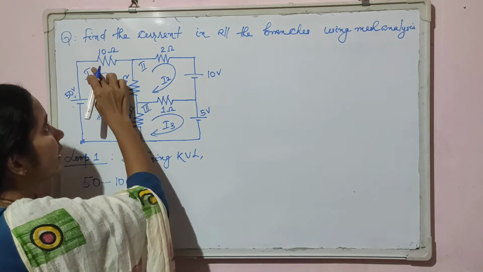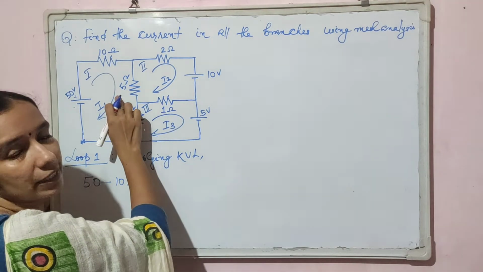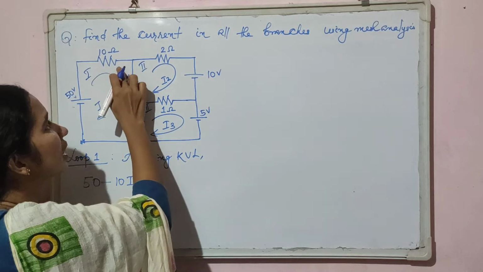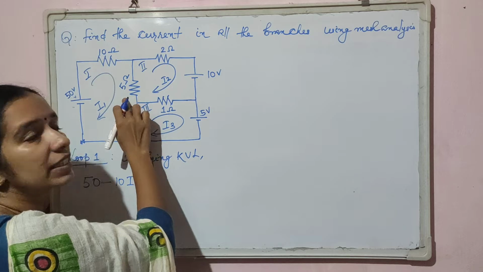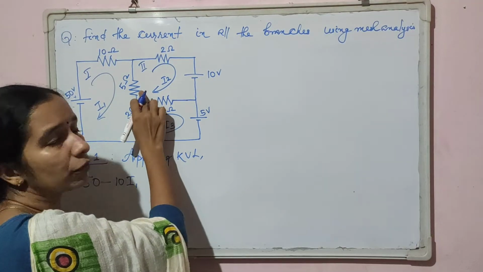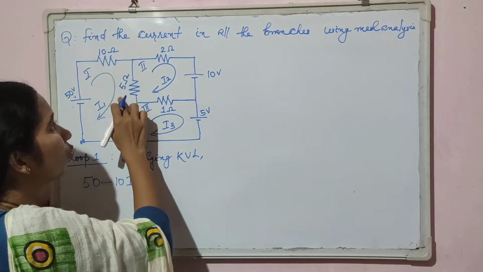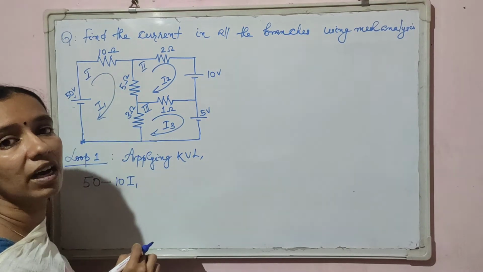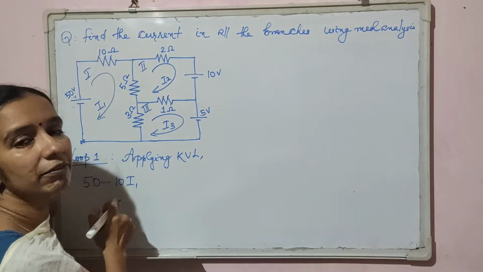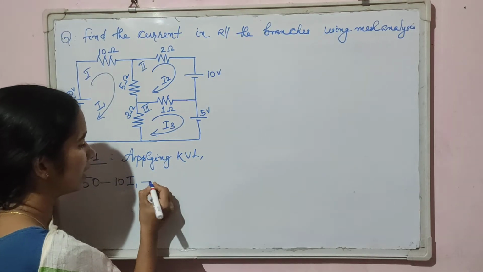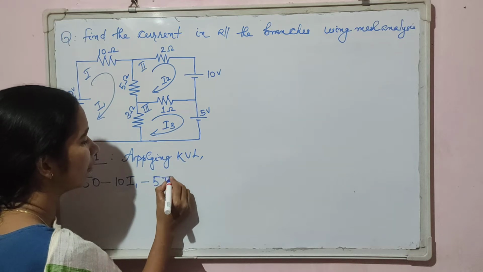I am coming like this, and the next component that I am going to consider is this 5 ohm resistor, and the direction in which I am moving and the direction of current flow, direction of I1, is the same. So voltage drop on 5 ohm resistor due to I1 will be negative, because the direction of moving and the direction of flow of I1 are the same. So minus, and voltage drop is 5 into I1. So minus 5 into I1.